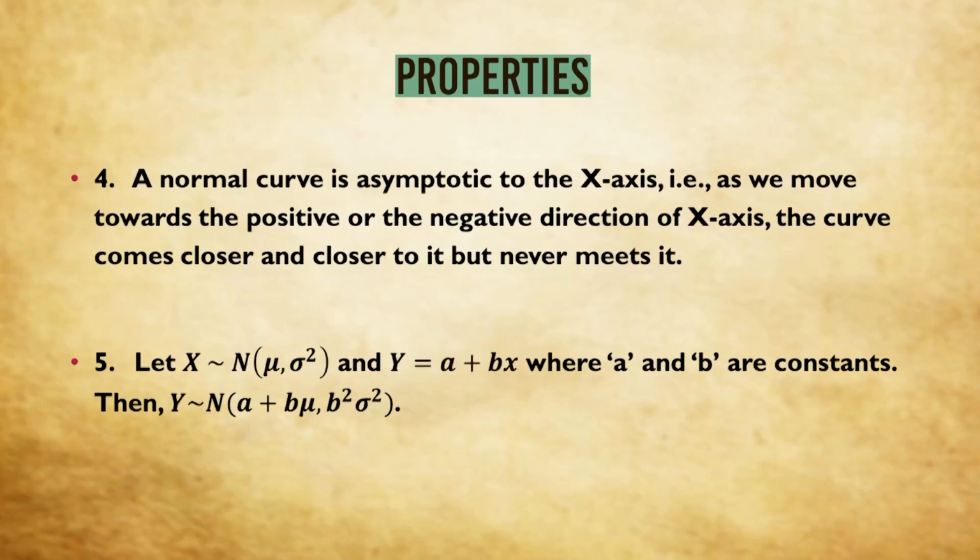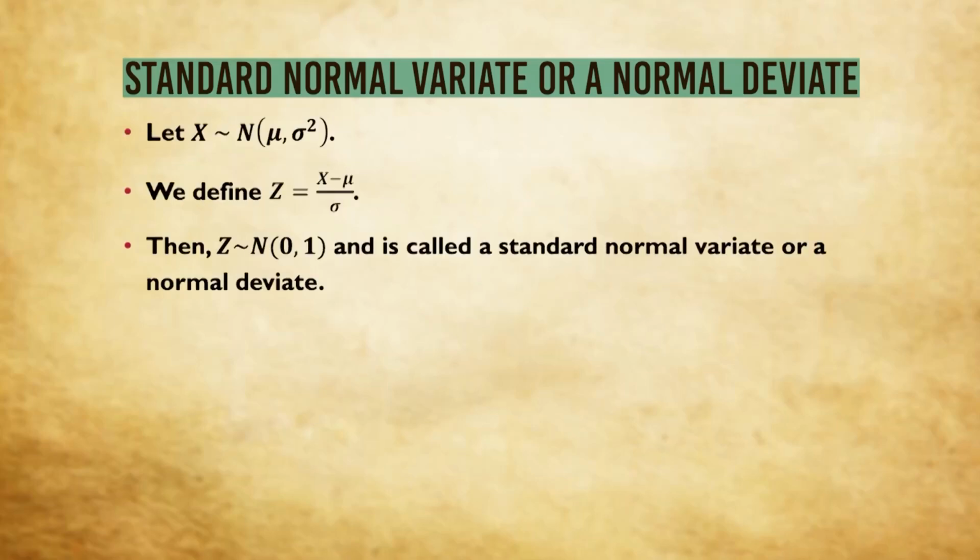Then we can show that y follows a normal distribution with mean a plus b mu and variance b square sigma square. Now we come to a very important topic which is called standard normal variate or normal deviate. Suppose x follows a normal distribution with mean mu and variance sigma square. We define z which is equal to (x minus mu) by sigma. Can we very quickly say what is the mean and variance of z?